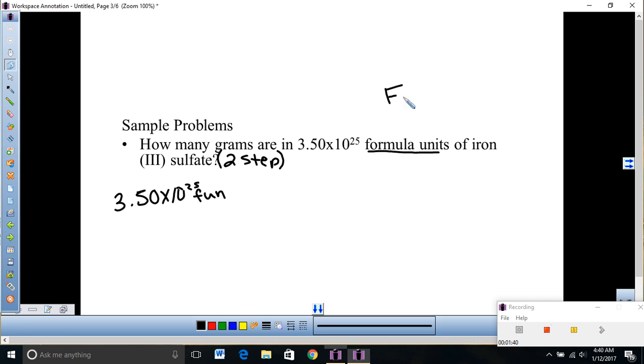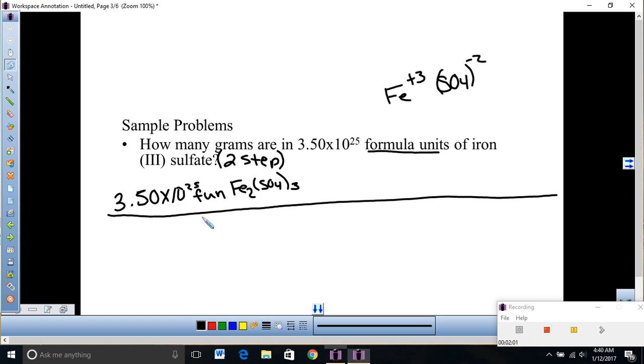Now iron is telling me to use it as a positive 3. Sulfate is SO4, a polyatomic ion with a minus 2. So our formula, we're going to switch them, is Fe2(SO4)3. Now this is going to get a little big, so I need to start writing smaller. So we're going to bring formula units down, and then we're going to always put our label. You'll understand when we get to stoichiometry.